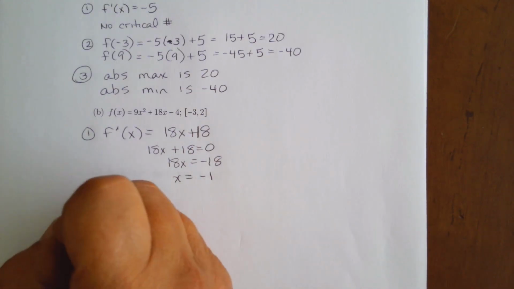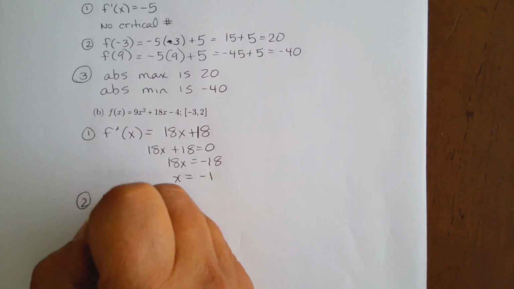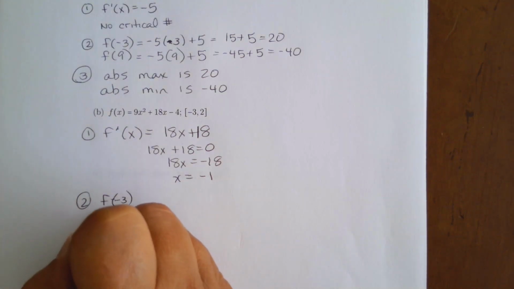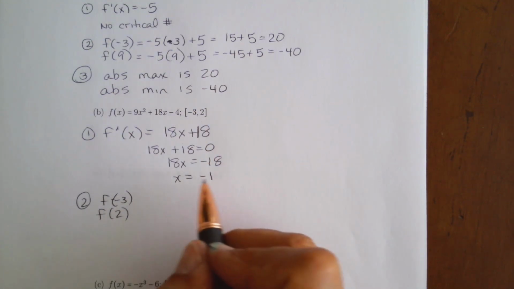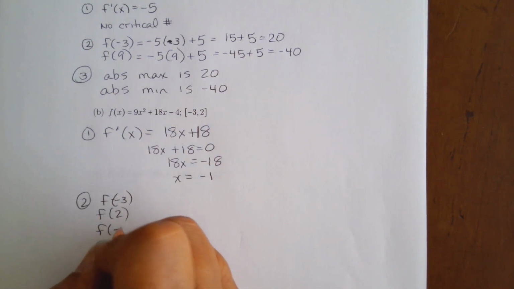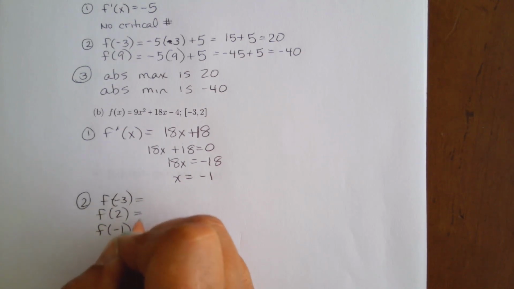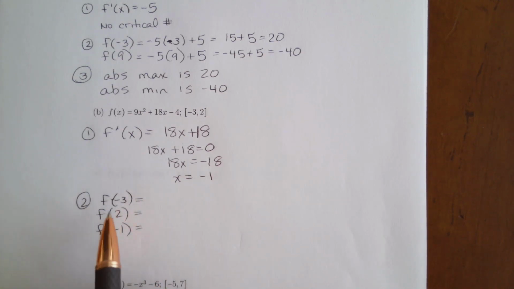So it is. So step 2 now is I'm going to find f of negative 3. I'm going to find f of 2. I've got to find the y values of the endpoints. And I'm also going to find f of negative 1. That's the critical number. So you have to find the y values of your endpoints and any critical numbers.